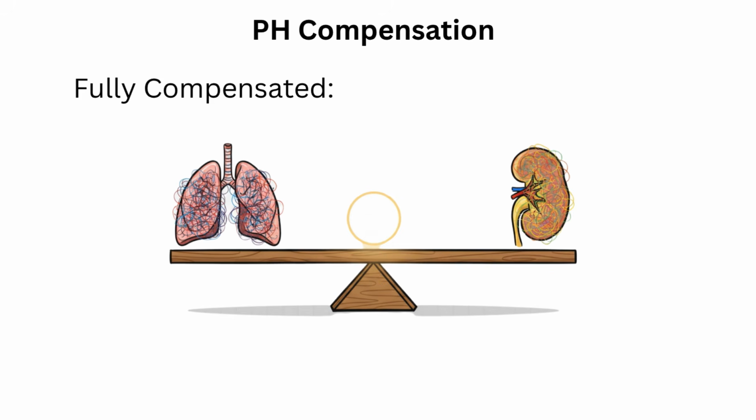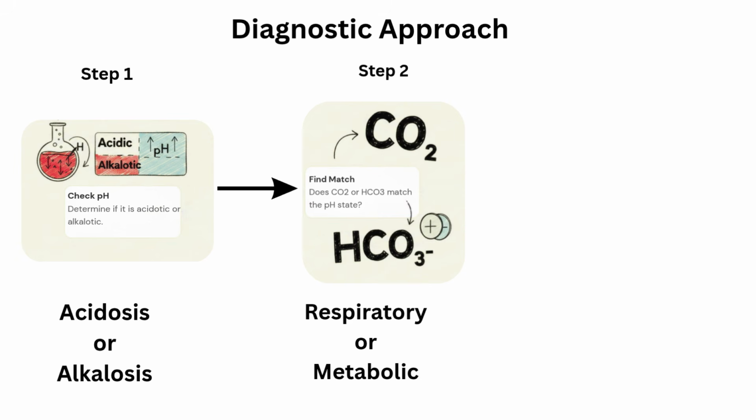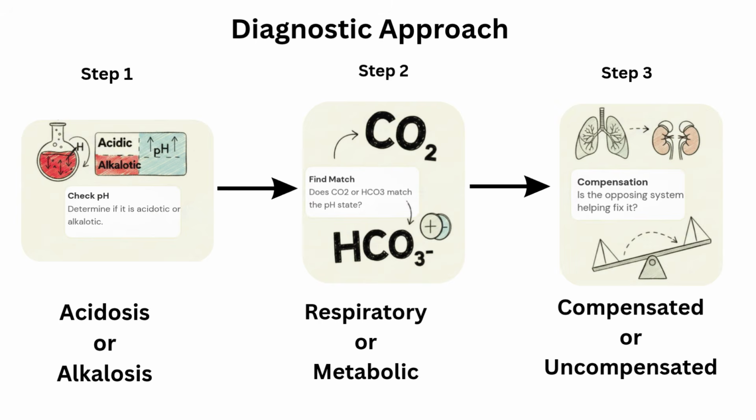So the trick here is following this exact step-by-step logic every single time, so you never miss a compensation state. Step 1, always check your pH first, to determine if your baseline is acid or base. Step 2, match that pH to either your lung value, the CO2, or your kidney value, the HCO3, to name the primary problem. Step 3, look at that third remaining value. Is it normal? Then it's uncompensated. Is it moving in the opposite direction to try and help out? Then it's compensated.